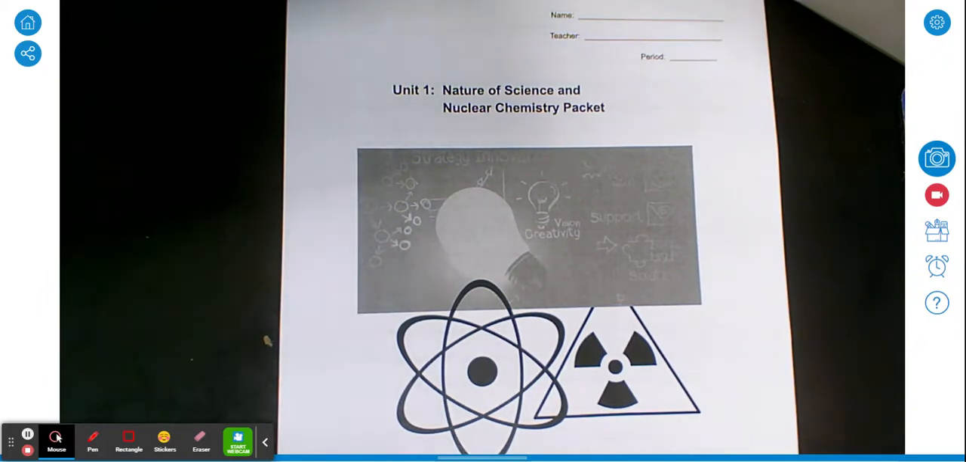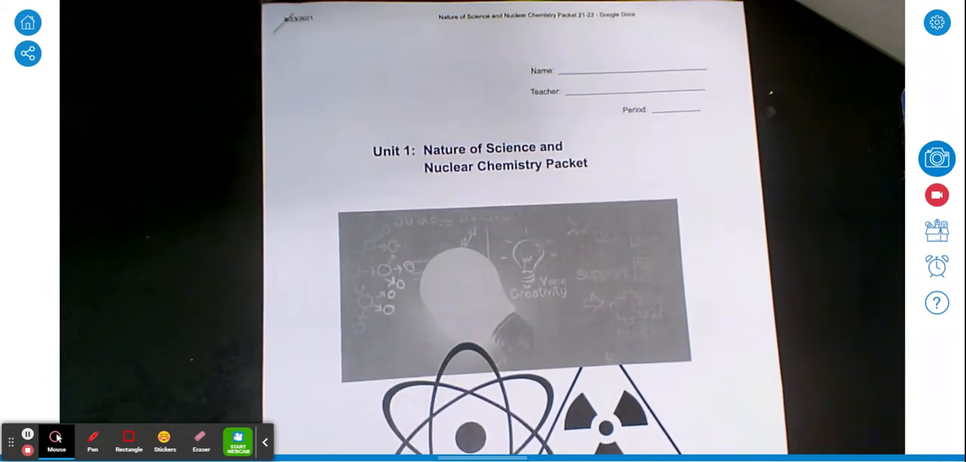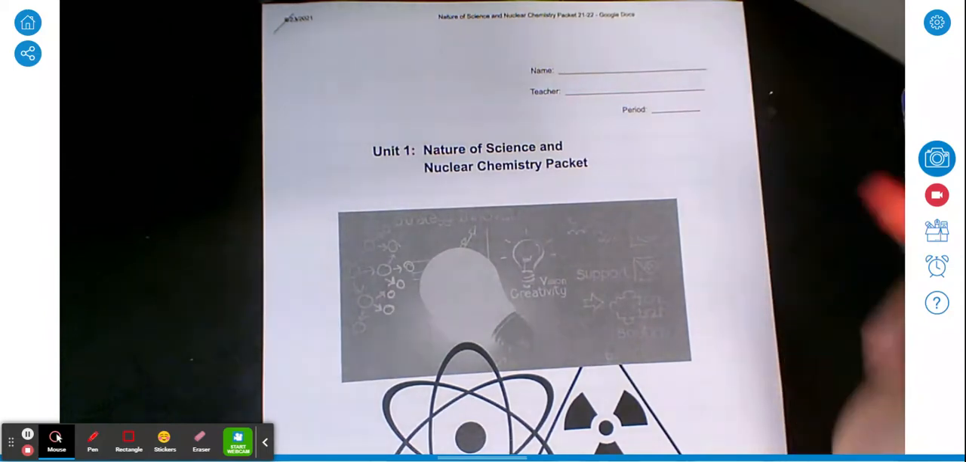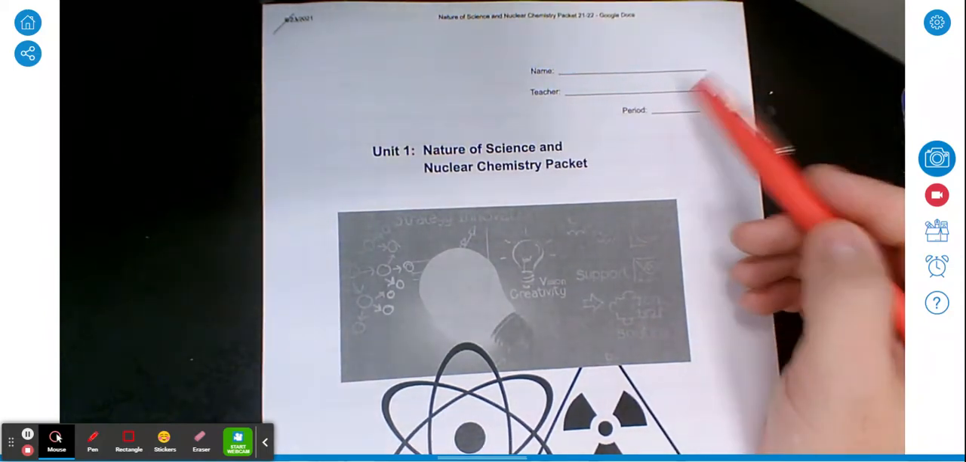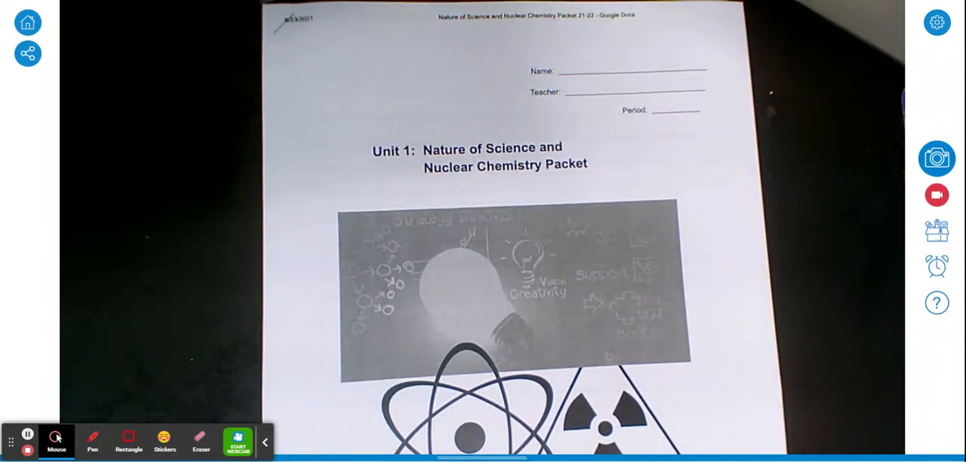If you are just getting your packet or you didn't do it the first time, make sure you have your name and your classroom teacher on here as well as your class period. This helps get a packet back to you if you get lost. We don't want you to lose your packet on the last day of the unit before a test and have nothing to study or turn in.